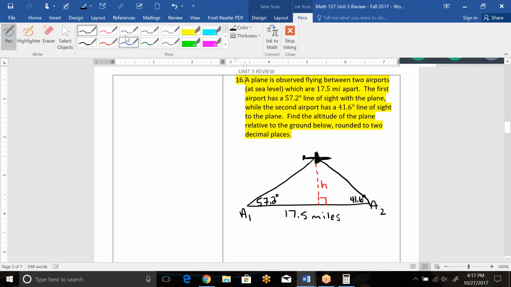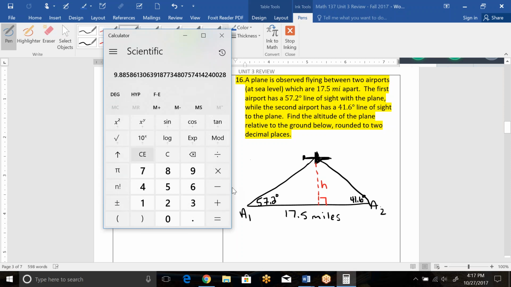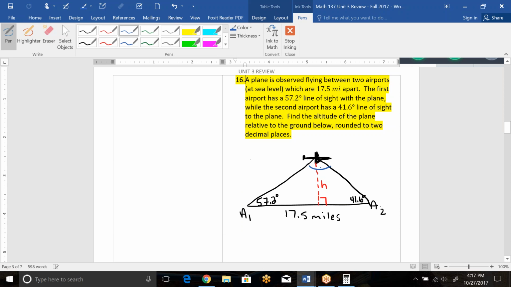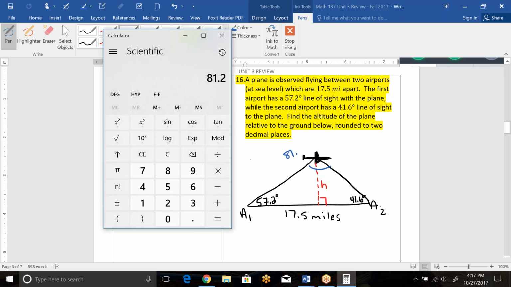So I'm going to start off with the fact that I know that the big triangle has 3 angles, and I already know 2 of them. So if we do 180 minus the 57.2 minus the 41.6, we get that the angle up here, all the way across, not just one of them, is 81.2 degrees.